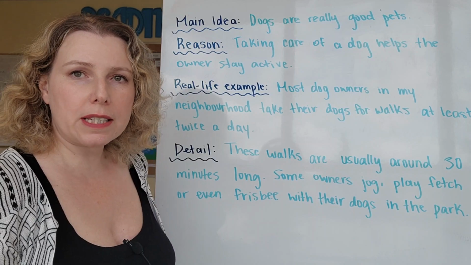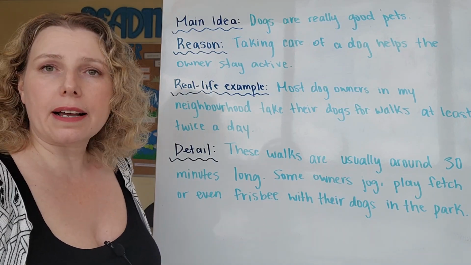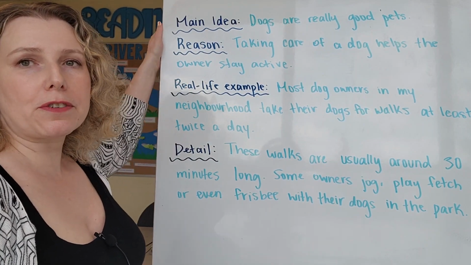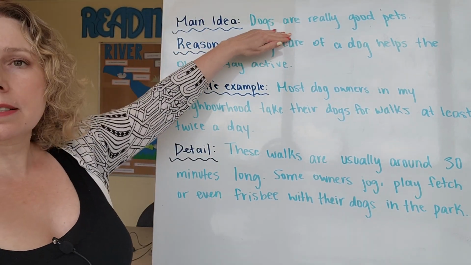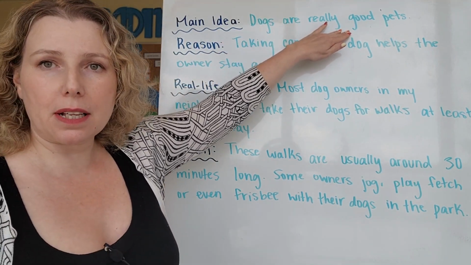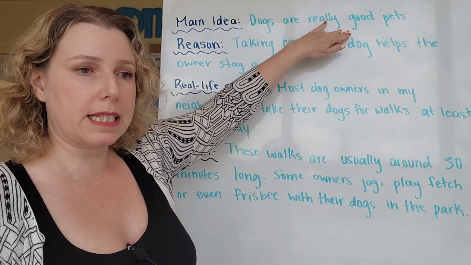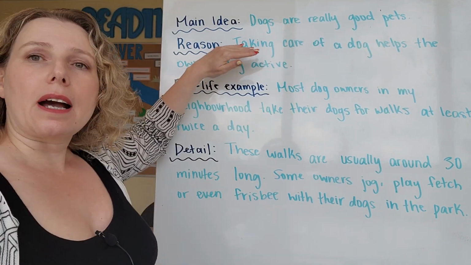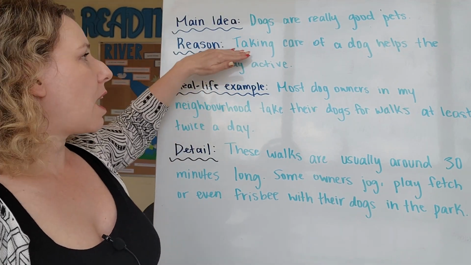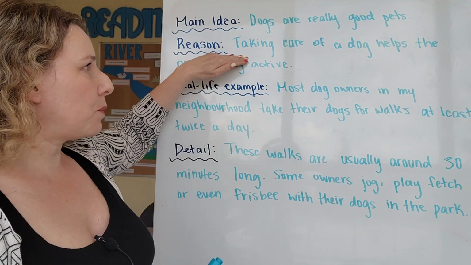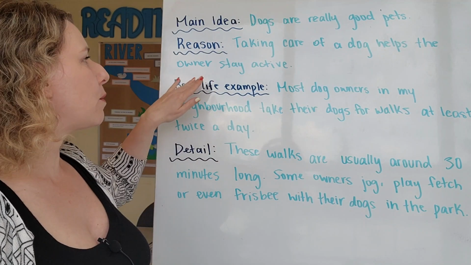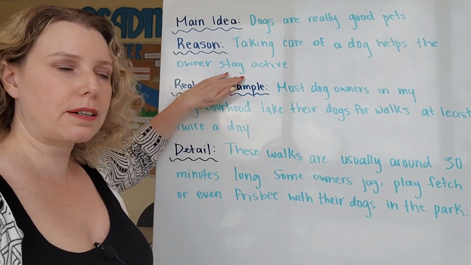So in my first lesson with this student, I decided not to take the vocabulary route and try something different. I went for structure instead. So here we still start with the same main idea. Dogs are really good pets. That's what we're proving. That's what this paragraph is about. This sentence is okay to stay the way it is. Now, instead of replacing and filling the other sentences with synonyms, I'm going to go for a reason instead. Give me one good reason why it's good to have a dog. Taking care of a dog helps the owner stay active. That's a good reason.